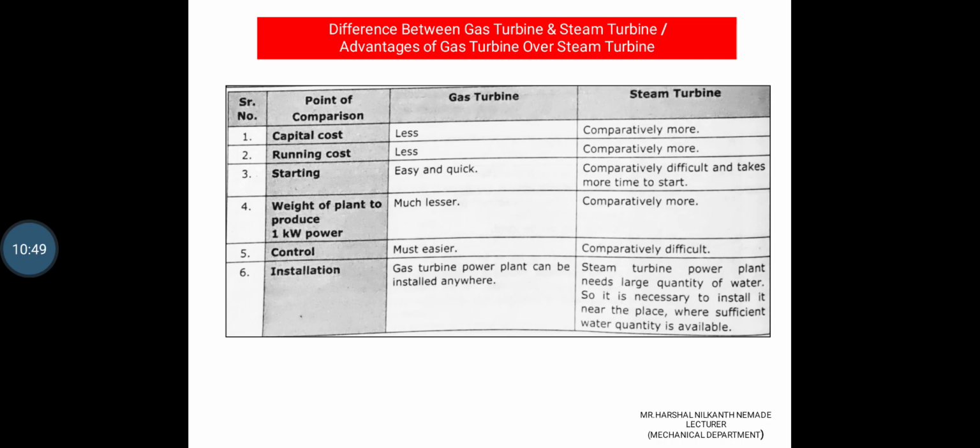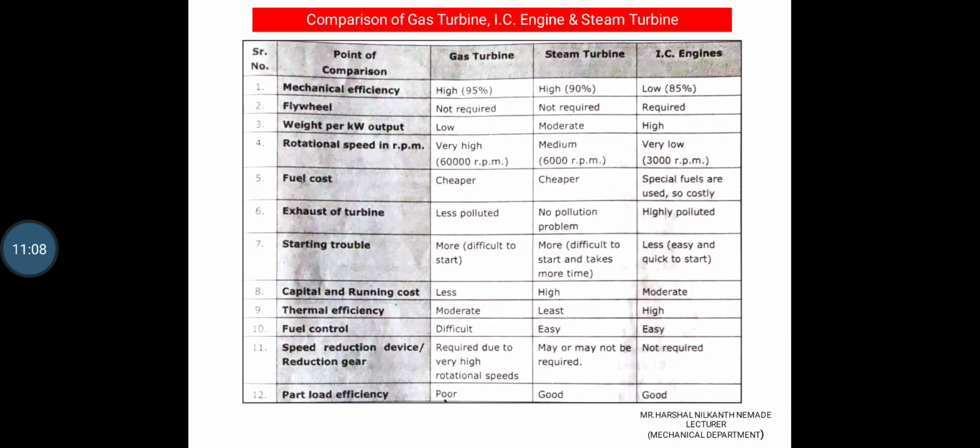Difference between gas turbine and steam turbine, or you can say advantages of gas turbine over the steam turbine. There are some points: capital cost, running cost, starting, weight of the plant to produce 1 kilowatt power, control installation. Comparison of gas turbine, IC engine and steam turbine.